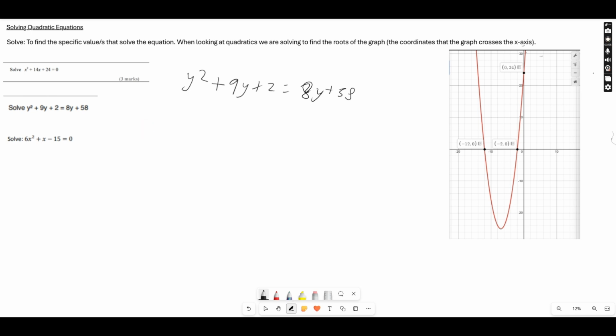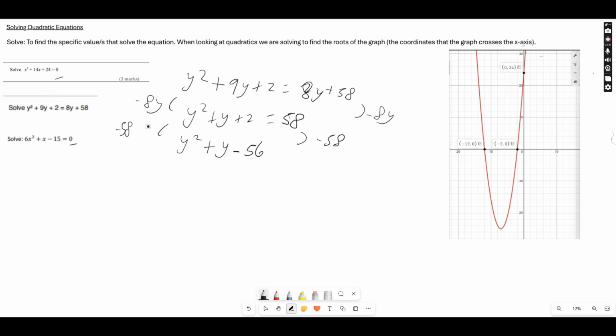Plus 58. So what I'm going to begin with is minusing 8y off this equation from one side to the other. So minus 8y. So we've got y squared, and then 9y minus 8y is just going to leave us with y, plus 2 equals 58. And now if we see these other questions, we've got 0, and to solve it we must have it equaling 0. So what I'm going to do now is just minus 58 off both sides. There we are. Y squared plus y, and then that will be minus 56.